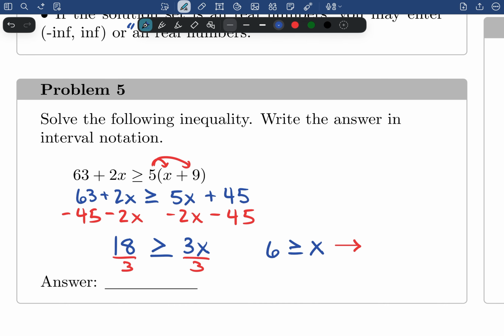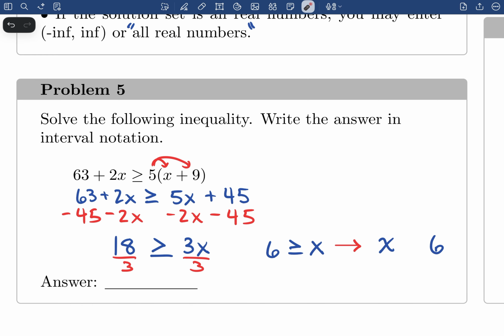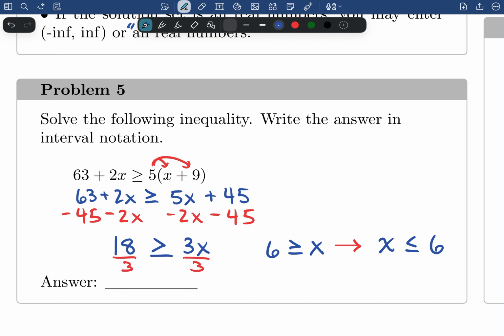We don't like to see the variable on the right-hand side of the inequality, so we're going to flip the stuff, okay? So I've got x and 6, right? 6 and x, I'm going to write it as x and 6, and I have to make sure my inequality symbol faces towards the 6, like this. Okay, so this is my answer. I'm going to report it like this. x is less than or equal to 6.